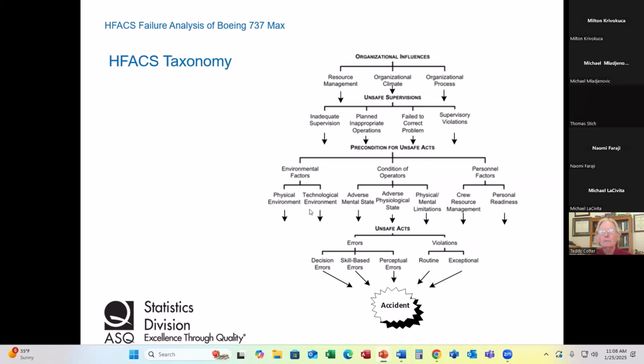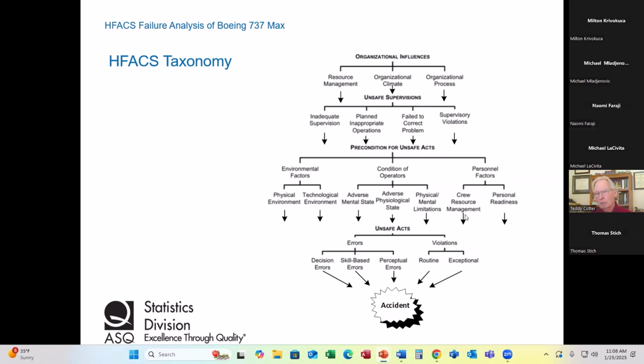Environmental factors, physical environment, technological environment, condition of operators, adverse mental states, adverse psychological states, and physical or mental limitations. And then personal factors. This gets into crew resource management, how the crew is managed on and off, and then personal readiness. Then finally, the manifest unsafe act itself.